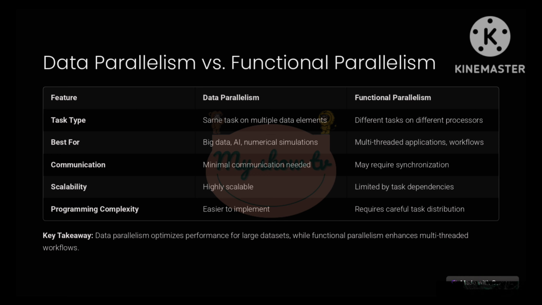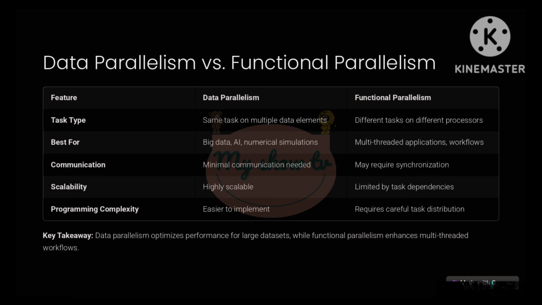2. Functional parallelism focuses on performing different tasks or functions at the same time, like one processor handling input, another processing data, and another generating output. 3. Data parallelism is best when we have large datasets that need identical operations, such as AI training or processing large databases. 4. Functional parallelism is used when a problem involves multiple steps that can be done independently, like web servers handling different user requests.